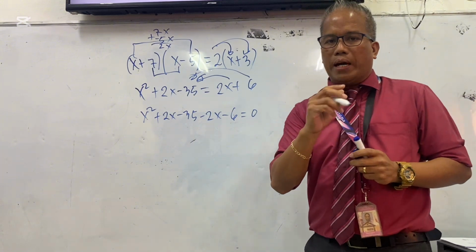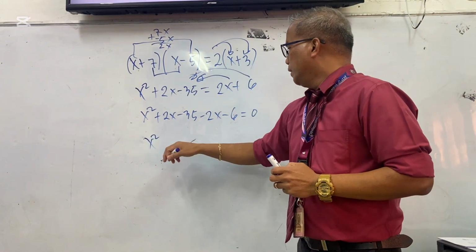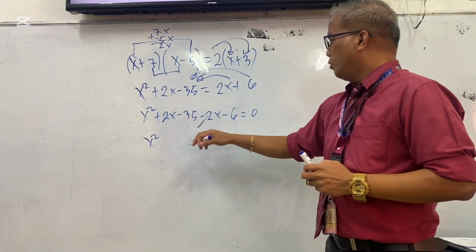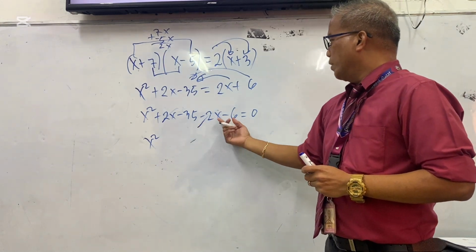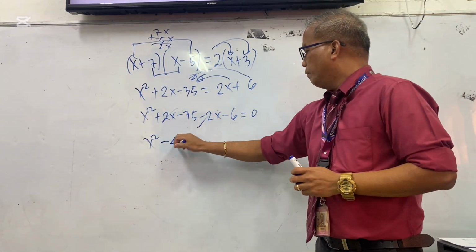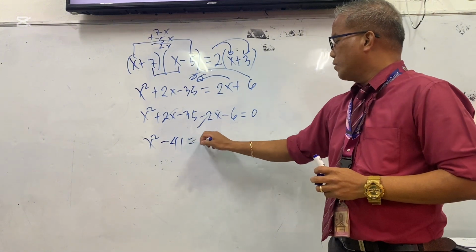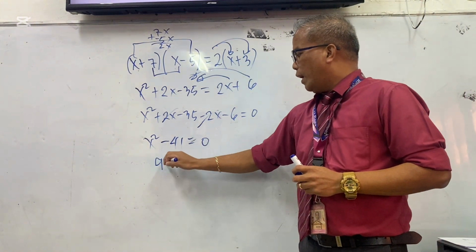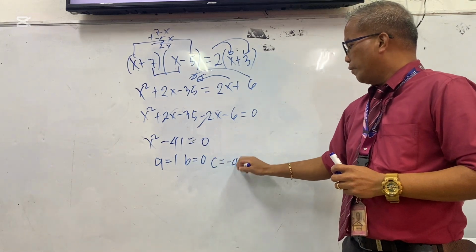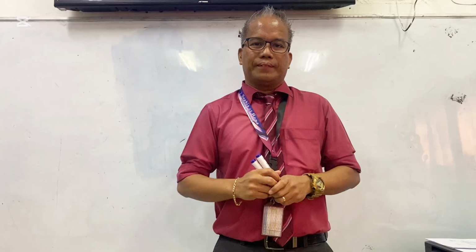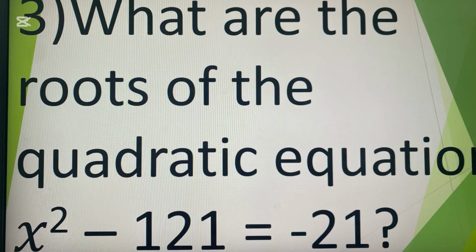Then after that, combine like terms. So we have now x squared, then 2x, the negative 2x will become 0. Then negative 35 minus 6 is equal to negative 41, is equal to 0. So therefore, a equals 1, b equals 0, then c equals negative 41. Let's proceed to question number 3.